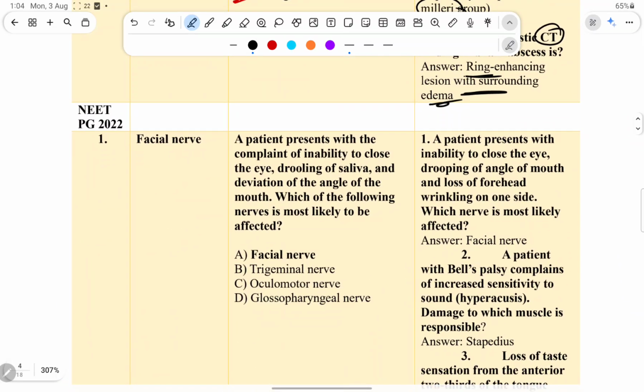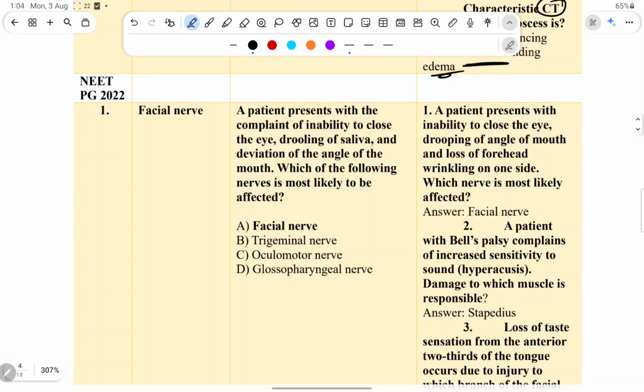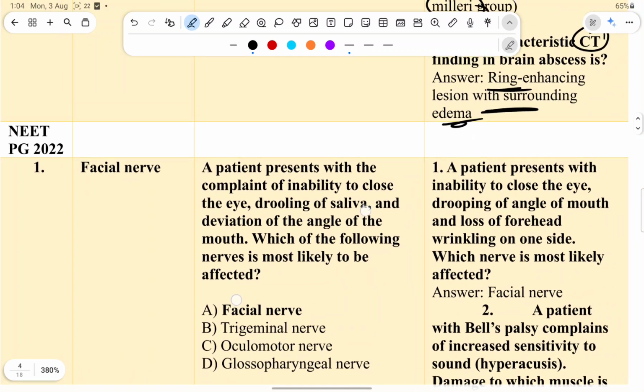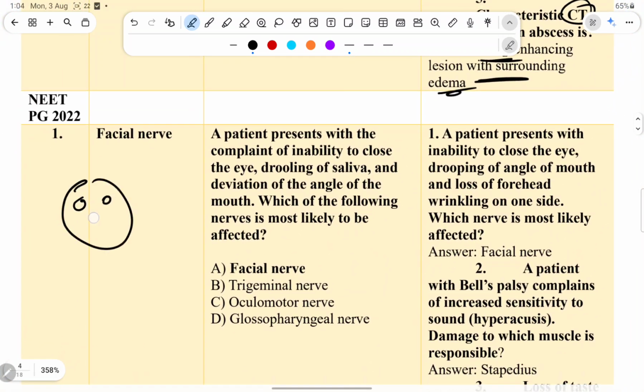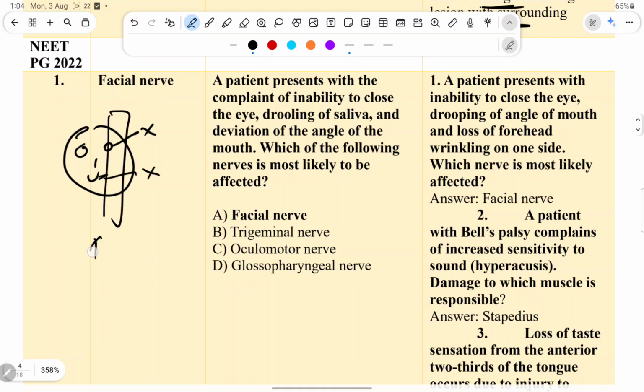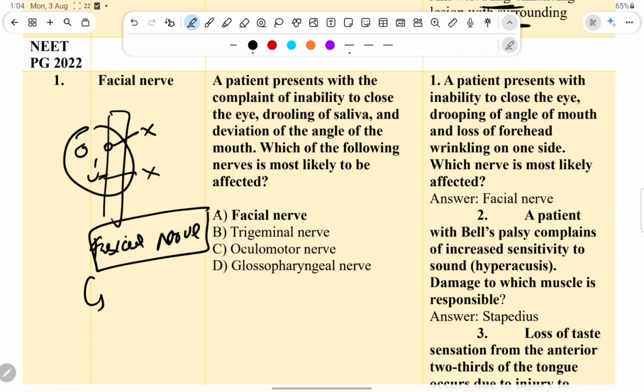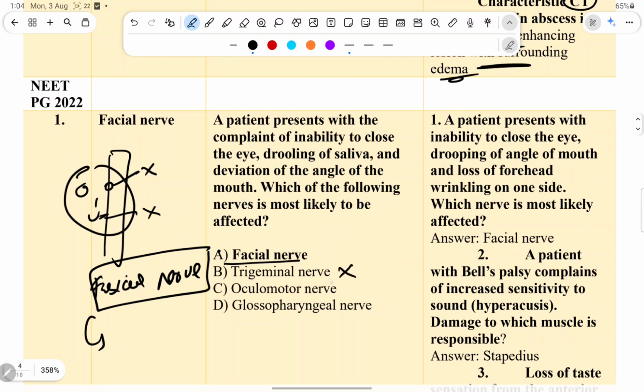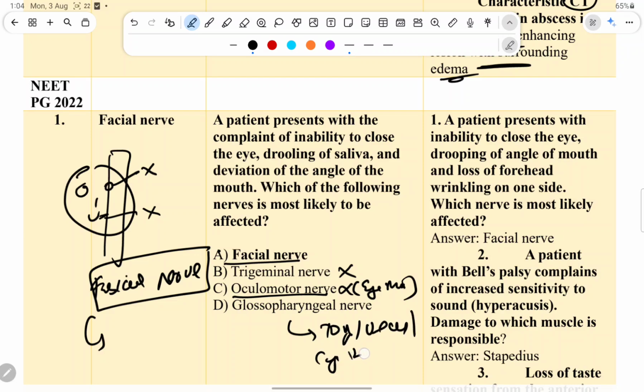Okay. Next we will go with the facial nerve. A patient presents with complaints of inability to close the eye, so the eye is affected, drooling of saliva, and deviation of the angle of the mouth. Which of the following nerves? Since all of this is a presentation of the facial nerve, it is facial nerve palsy. The trigeminal nerve, and the oculomotor nerve is basically for eye movements, and the glossopharyngeal is for the tongue and uvula, basically related to the cough reflex, etc.